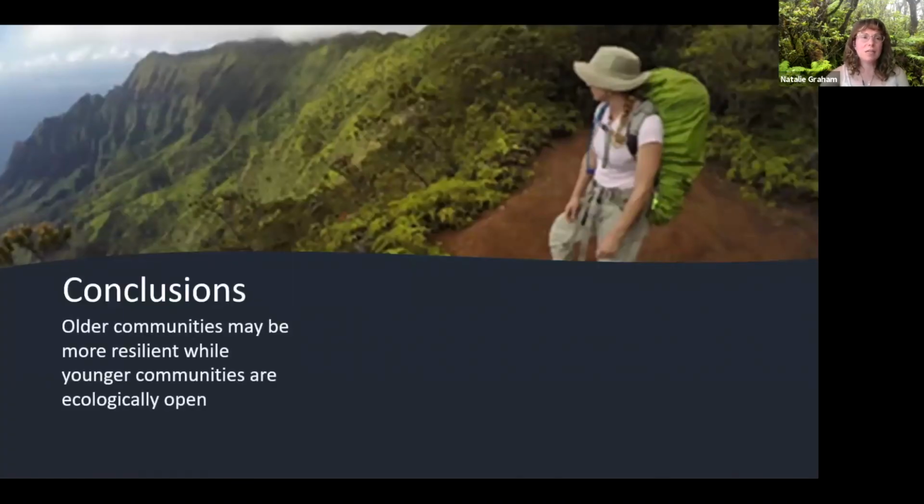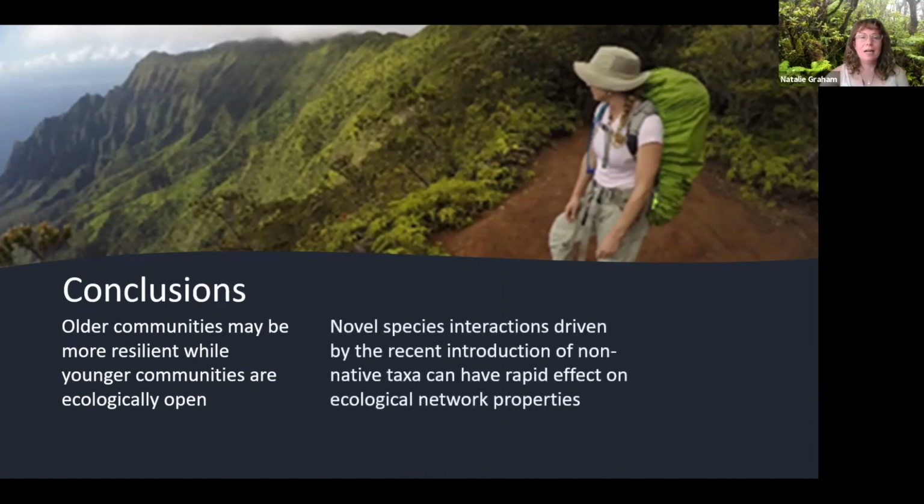And we also see that if we look at the resilience of communities, older communities may be more resilient and younger communities may be more likely to be invaded. And we know that these novel species interactions are driving a lot of change, and it can have really rapid effects on these network properties and on the community and the ecosystem as a whole.